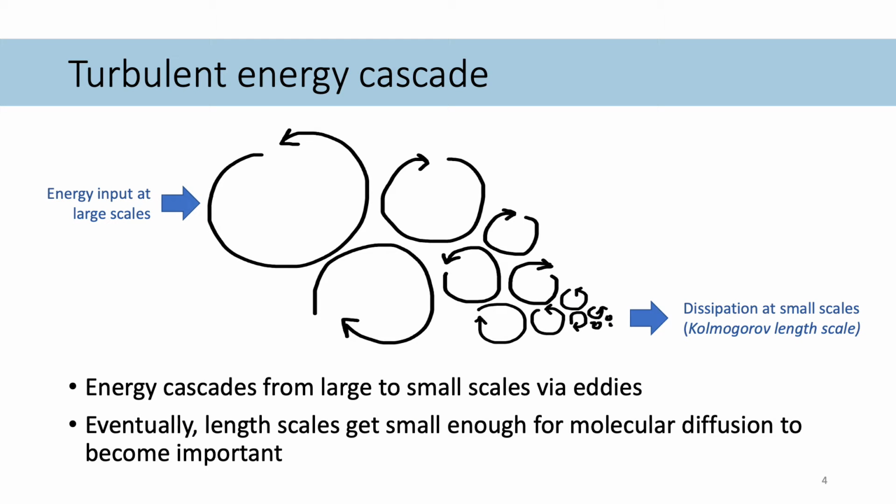When energy is input at large scales, say from an internal wave breaking, it's transferred down through eddies to the smallest scales. This is known as the turbulent energy cascade. Eventually, we get eddy length scales small enough that molecular diffusion becomes important, as this is where the viscous dissipation of energy occurs. We say that viscous dissipation occurs at the Kolmogorov length scale.